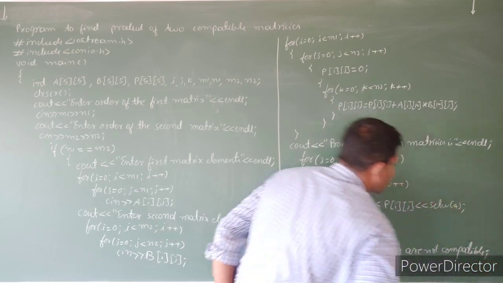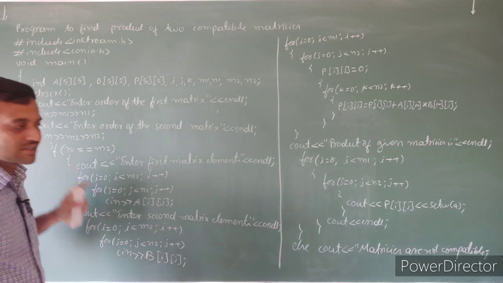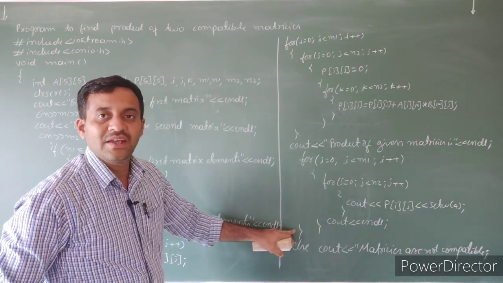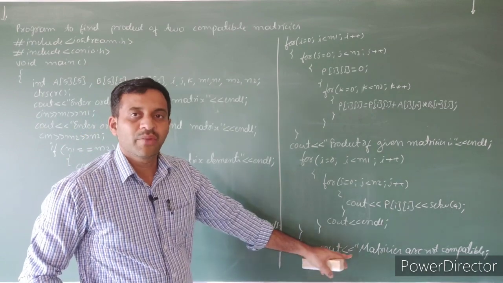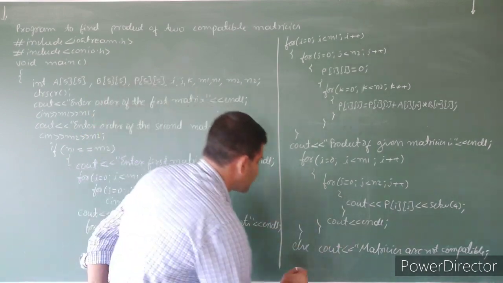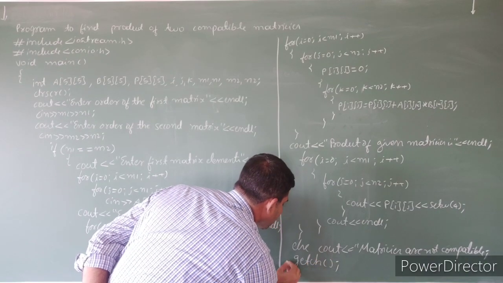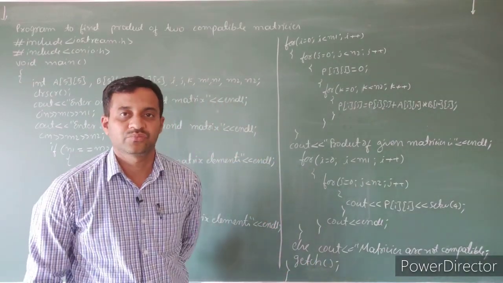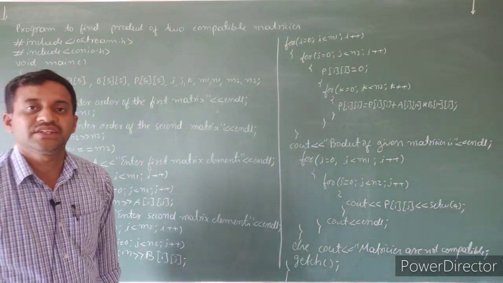Matrices are not compatible. When matrices are not compatible, if this condition is false, when we close the if statement, we go to the alternative part, here we output "matrices are not compatible." After that, get ch, close the main program. So this is the program for product of two matrices.